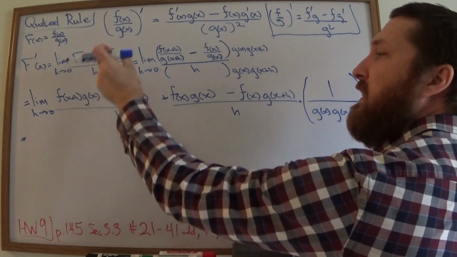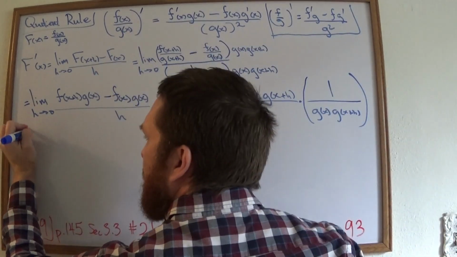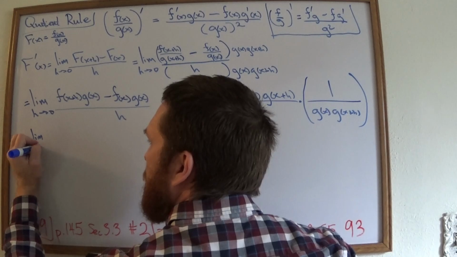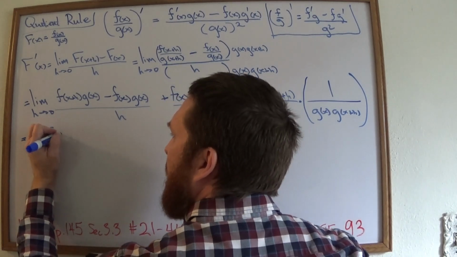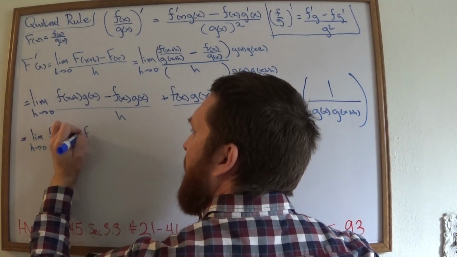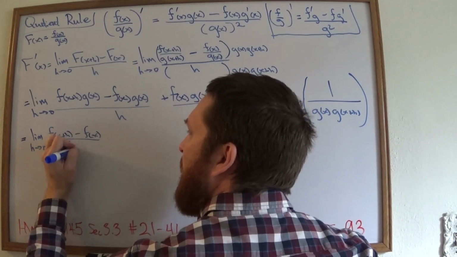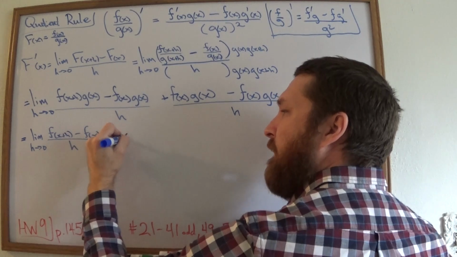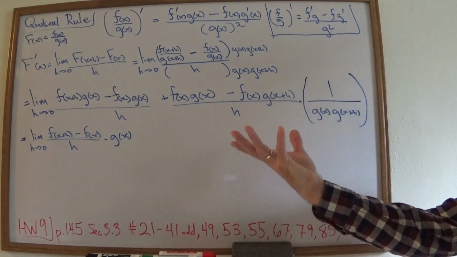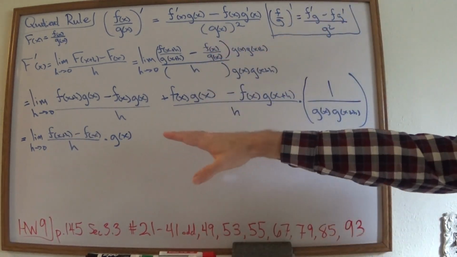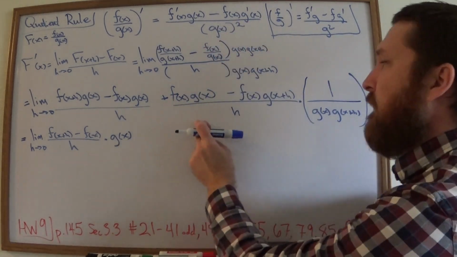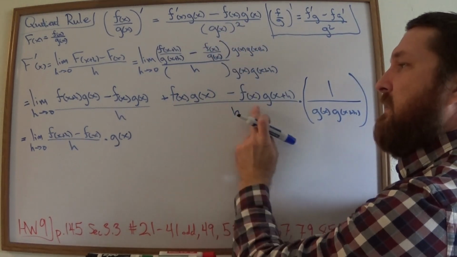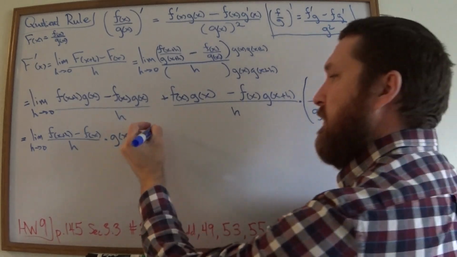Now, the g comes out, so I'm going to do that. The limit as h goes to 0 of f of x plus h minus f of x all over h. Pulling that g out, I could write that way. I could keep them in the numerator if I wanted and do parentheses, or I could just do that. That looks good. Same thing here. F of x can come out.